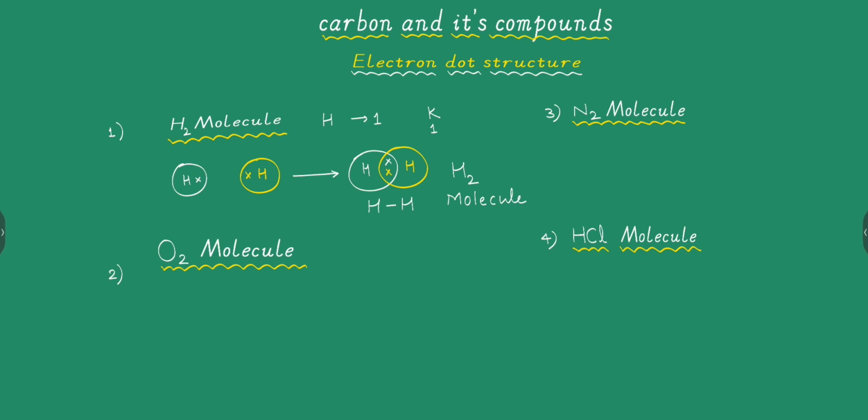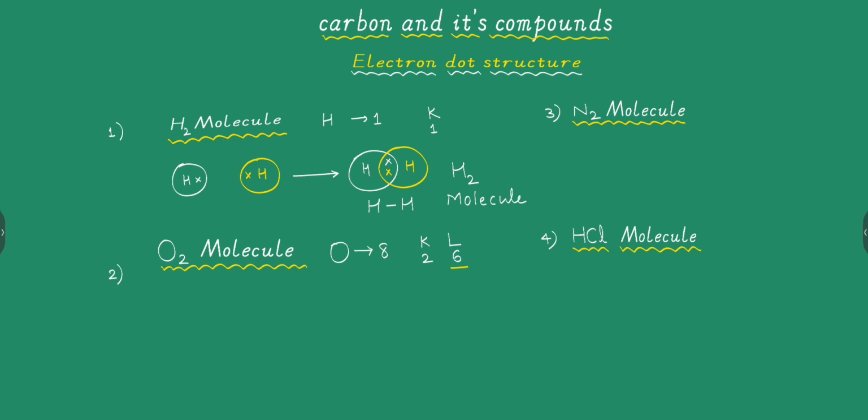Here also we need to know the atomic number of oxygen. The atomic number of oxygen is 8. So the electronic configuration: we will have two shells, because in the K shell we can fill only two electrons and the remaining 6 electrons will be filled in the L shell. So the outermost electrons in oxygen are 6. There are 6 valence electrons. But to attain the nearest noble gas configuration, it requires 2 more electrons.